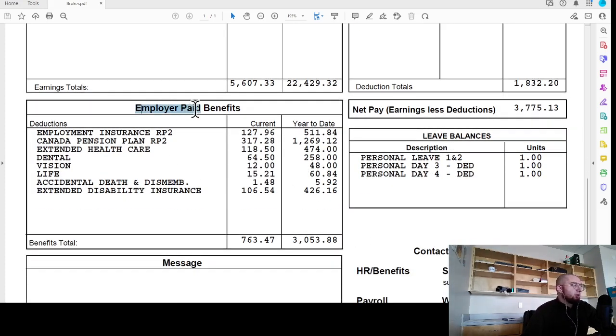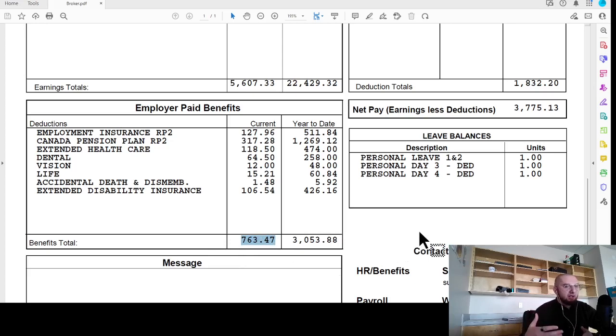Additionally, I'll show you my employer paid benefits. I'm very fortunate. I have a job that provides various benefits. Every month, my employer pays employment insurance as well. They pay the Canada Pension Plan. They pay for extended healthcare, dental, vision, life, and accidental death and dismemberment, extended disability insurance. Every month my employer pays about $763.47. You could think of that in some ways as to protect their asset.